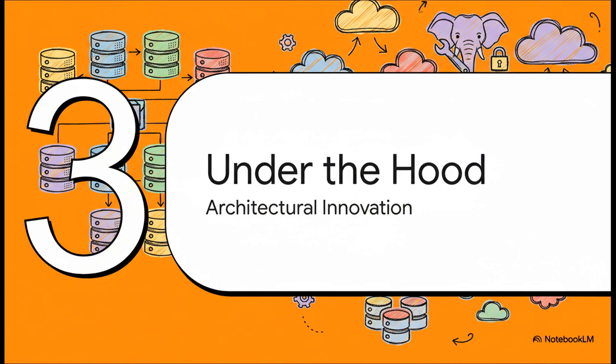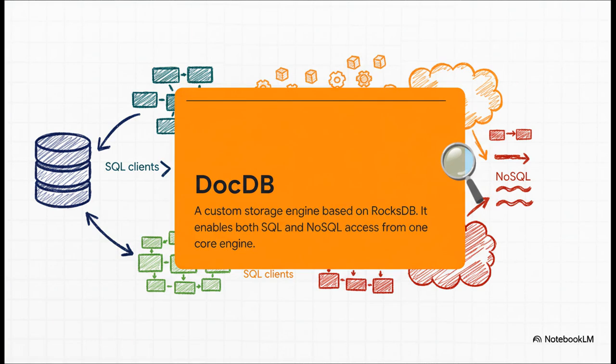Let's get into the core architecture, the tech that makes YugabyteDB tick. The magic really starts right here, with something they call DocDB. Think of this as the absolute foundation of the whole system. It's a custom-built storage engine layered on top of a really proven technology called RocksDB. Now, the crucial part is that it stores all data in a flexible document format, and that one design choice is the secret sauce. It's what allows it to speak both SQL and NoSQL from the exact same engine.